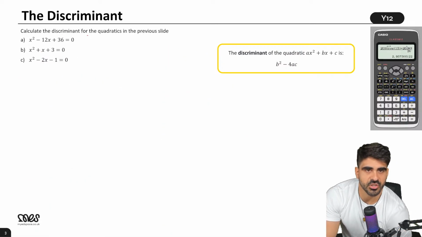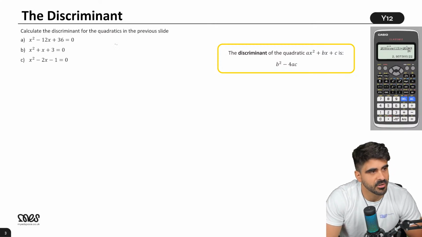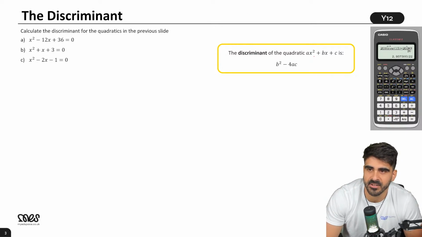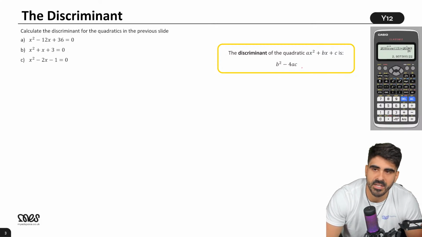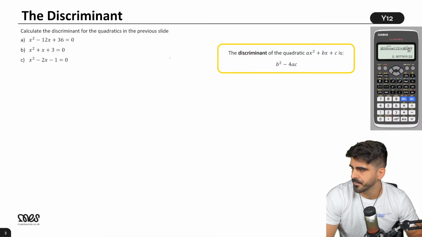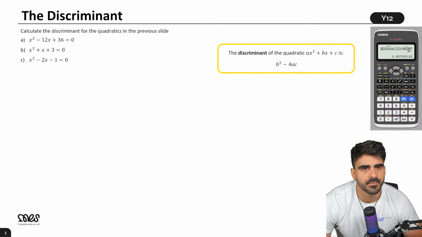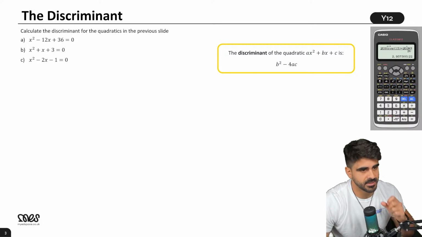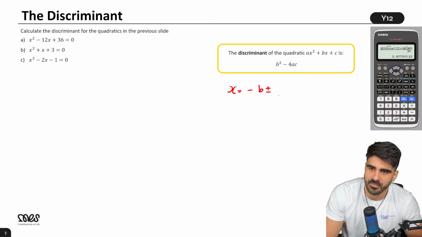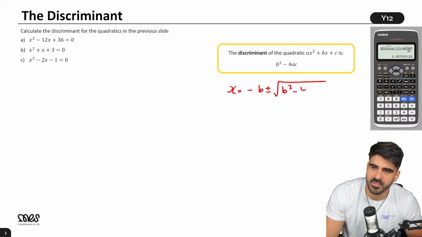Now, calculate the discriminant for the quadratics in the previous slide. Guys, we have this word known as the discriminant. It's a very important word when we deal with quadratics. The discriminant of a quadratic is b squared minus 4ac. Where have you seen that before? It's what's inside the root, what's inside the quadratic formula. So you have x is minus b plus or minus root b squared minus 4ac all over 2a, right? So the discriminant is what's inside.